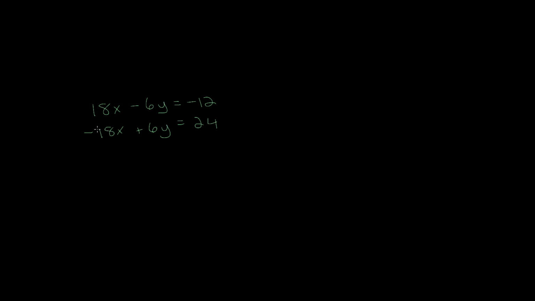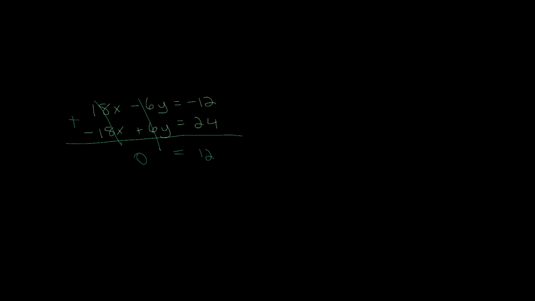Now for this, what we're going to do is add them together. So for here, 18x plus -18x cancels each other out. Then -6y plus 6y also cancels each other out. And so on the left side, we just have 0. So we have 0 is equal to -12 plus 24, which is 12. So here is a special case. Right here, we're left with 0 is equal to 12.